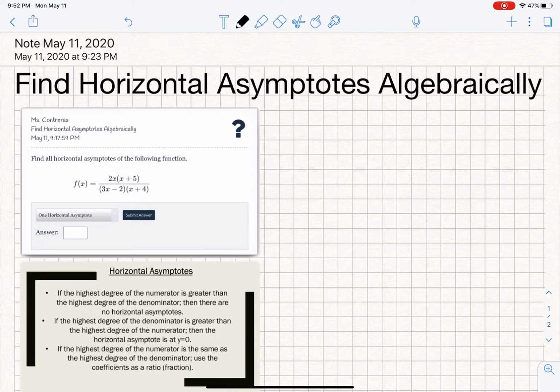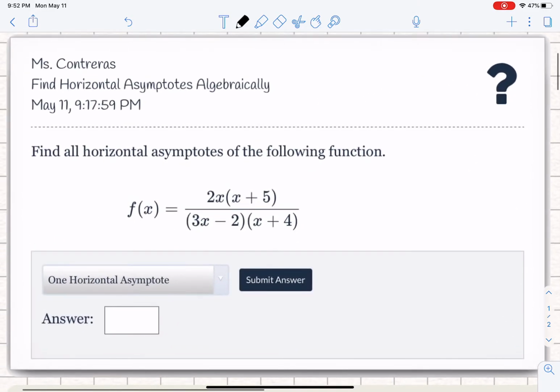Now this is going to help you on your Delta Math assignment. Okay, you don't have to take notes. It would help if you did, but you don't have to turn in your notes. Your work is going to be on Delta Math, okay? So let's look at how the Delta Math assignment is going to look, okay?